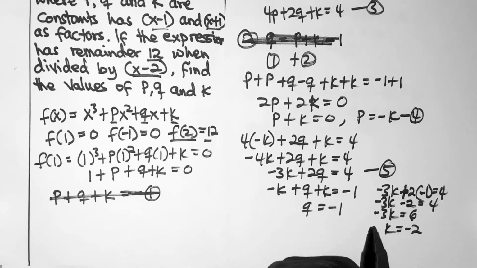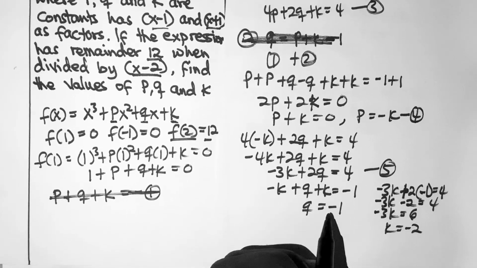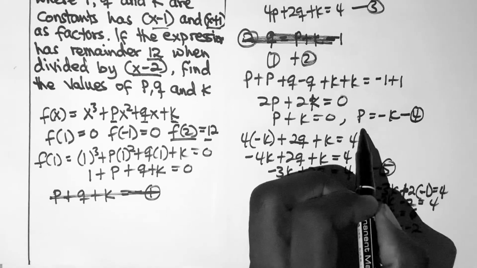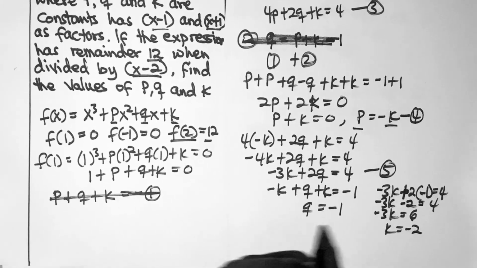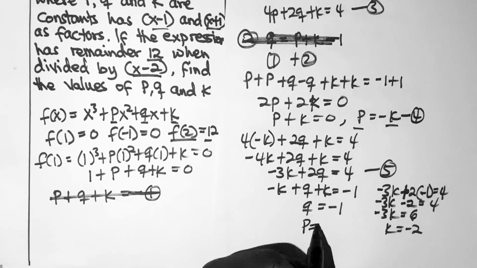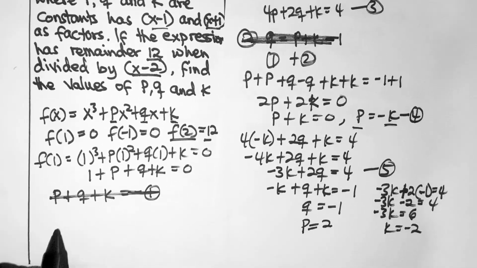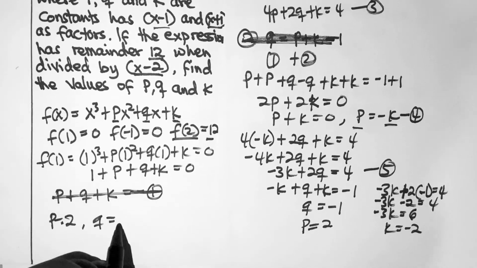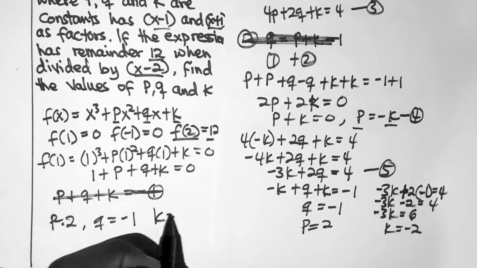So now that we know the value of q and k, we can find the value of p, because it says that p is minus k. So if p is minus k, we just have to negate k and find p. So therefore, p is equal to 2. So p is equal to 2, q is equal to minus 1, and k is equal to minus 2.